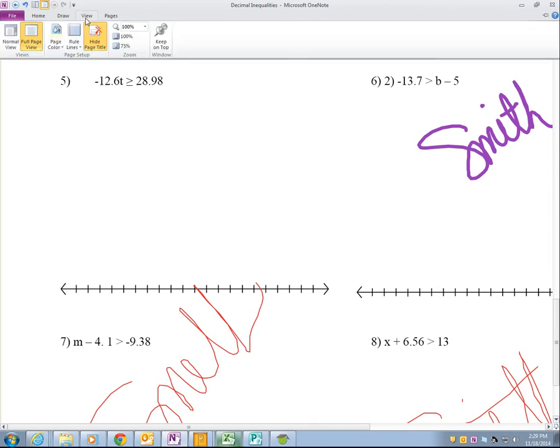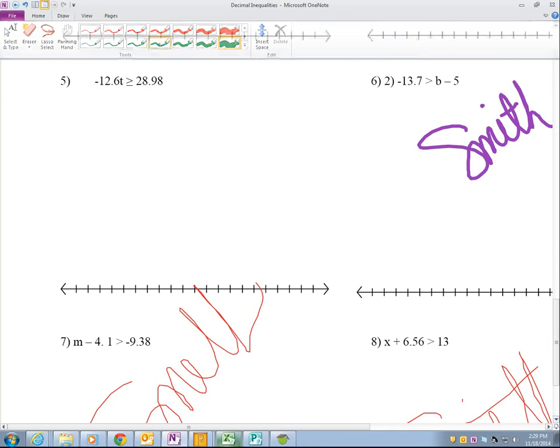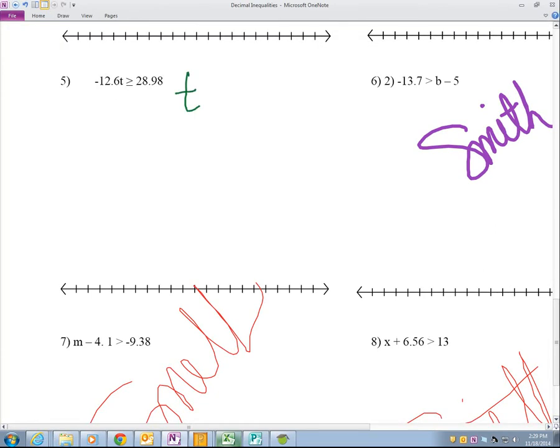Make it smaller. So you should have t is less than or equal to negative 2.3. Okay? If you don't have that, you need to watch and see how I did it. Yes, sir? There's no decimals? Like, the problem is decimals of the numbers. Oh, yeah, you just go in between them. So you should have t is less than or equal to negative 2.3.